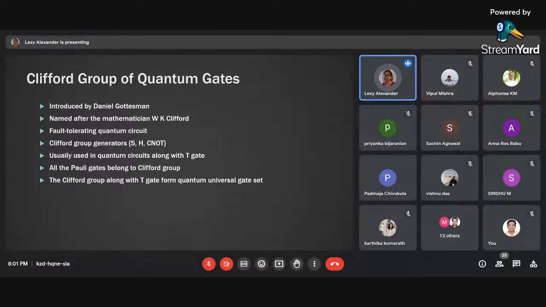You always see in the literature that Clifford plus T gates are used. This is what it means: the Clifford set along with the T gate is used for implementation. Why we want this is because we want a fault tolerant quantum circuit.